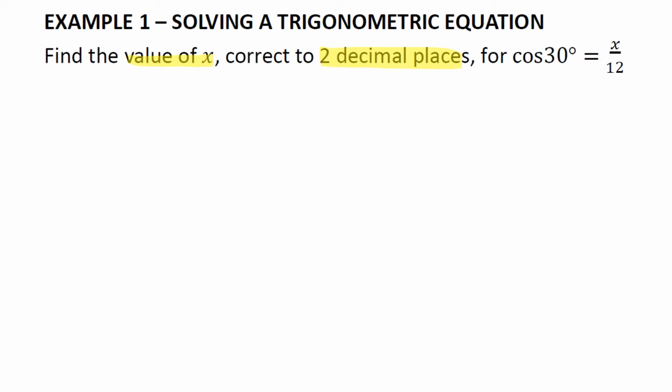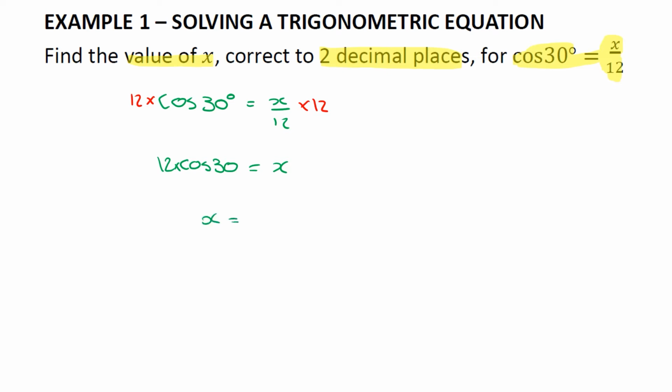So you may have noticed that we've been given cos of 30 degrees is equal to x over 12. The first thing we're going to do is rearrange this equation so that x is the subject of our formula. To do that, we're basically just going to rewrite the equation and then times both sides by 12 to get rid of the fraction. Once we've done that, we can write out 12 times cos of 30 is equal to x. And because both sides are equivalent, we can rewrite it as x is equal to 12 times cos 30.